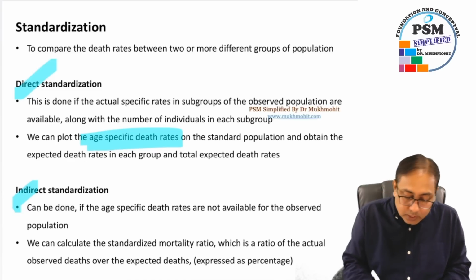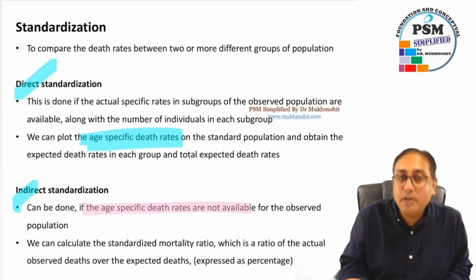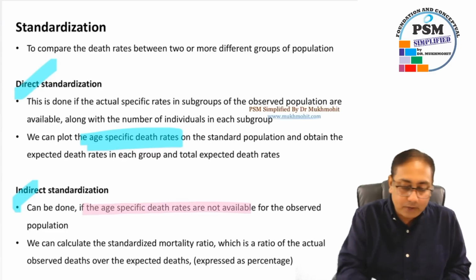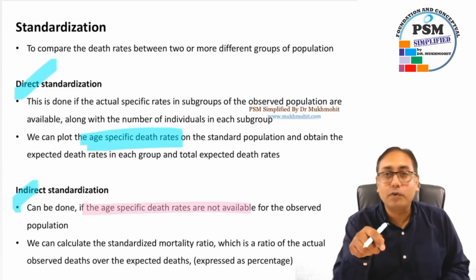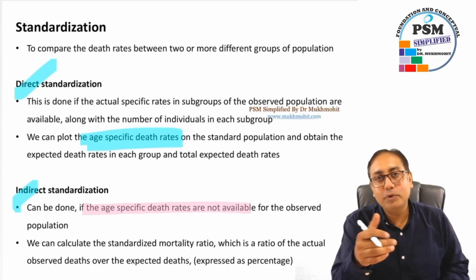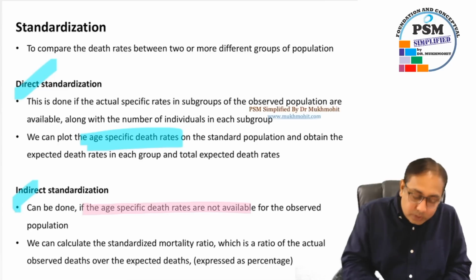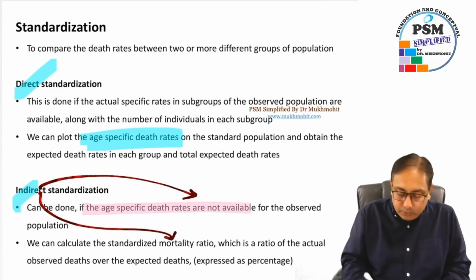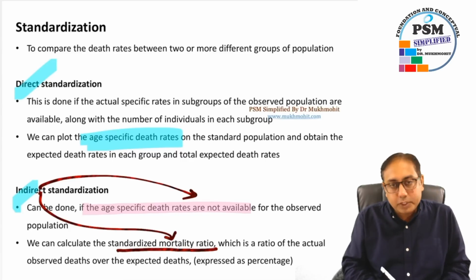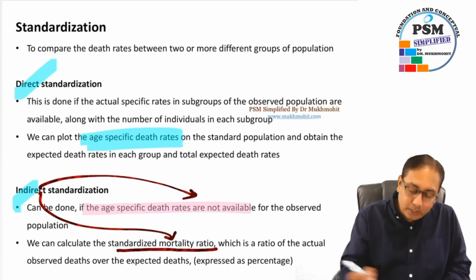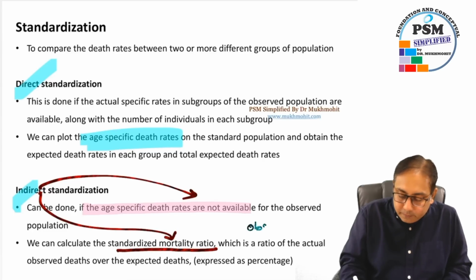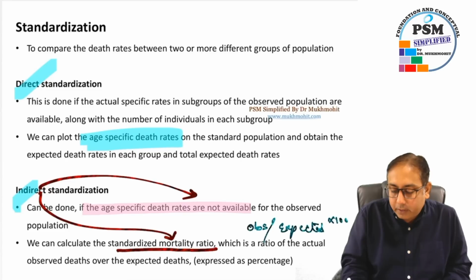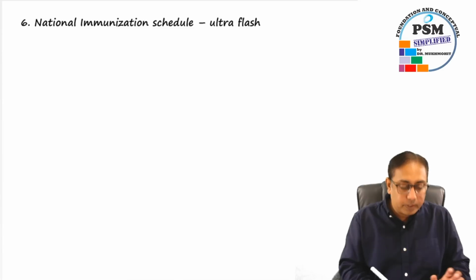Whereas in certain scenarios, if the age specific death rates are not available of the population for which you want to compare, in those cases you do indirect standardization. And in indirect standardization, you calculate standardized mortality ratio. What is standardized mortality ratio? It is the ratio of the observed deaths divided by the expected deaths and multiplied by 100. That is what is the SMR, or the standardized mortality ratio.